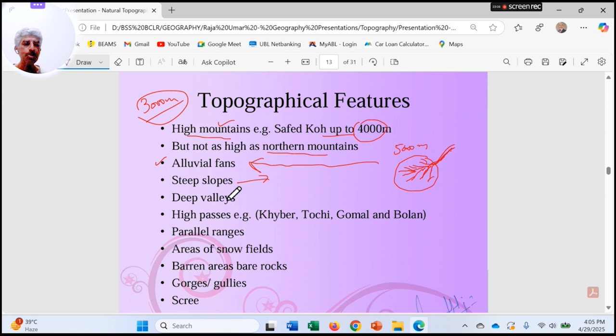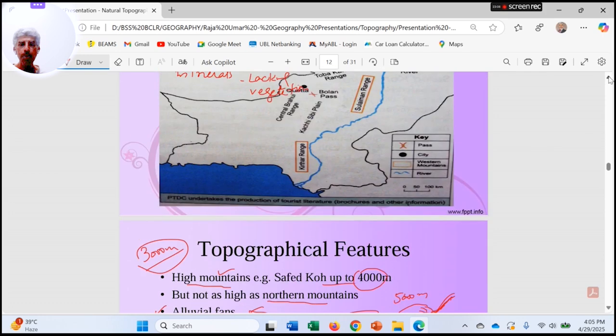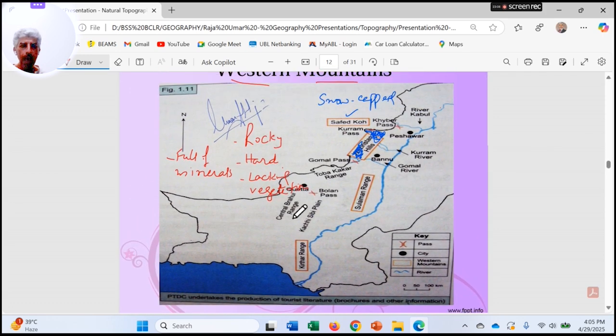Steep slopes are there, yes. Deep valleys over there, yes. High passes: Khyber Pass, Tochi Pass, Gomal Pass, and Bolan Pass. I'm going to show you all these passes on the map as well. If I move a bit forward, a bit up, you can see the passes over here as well.